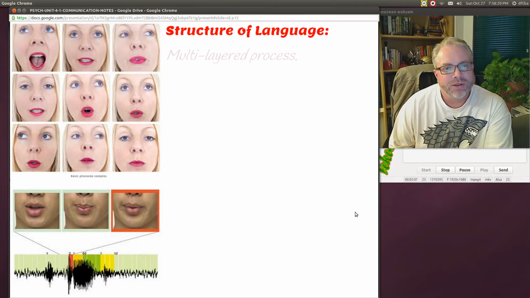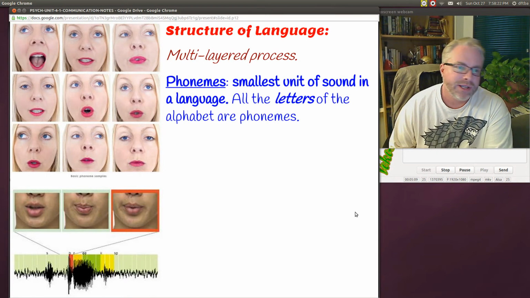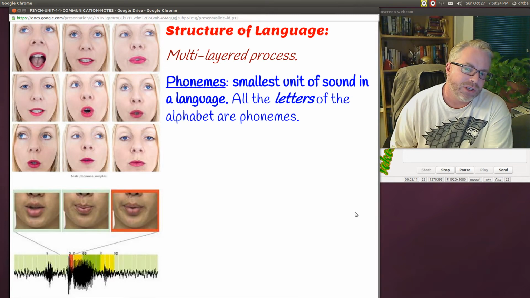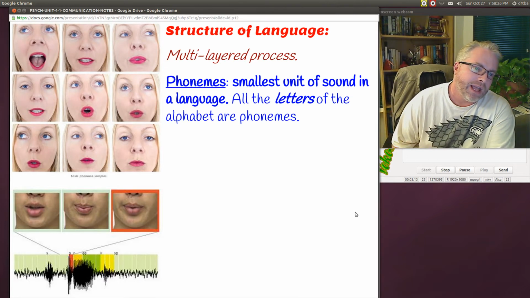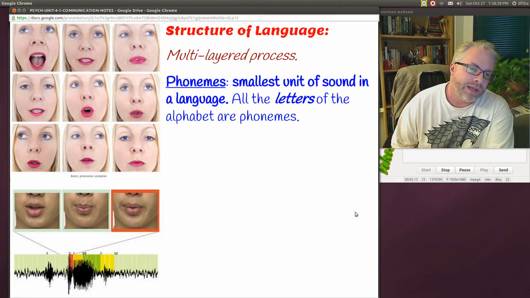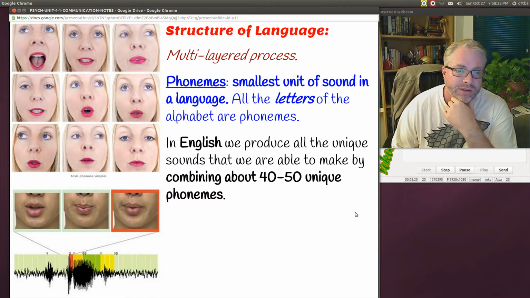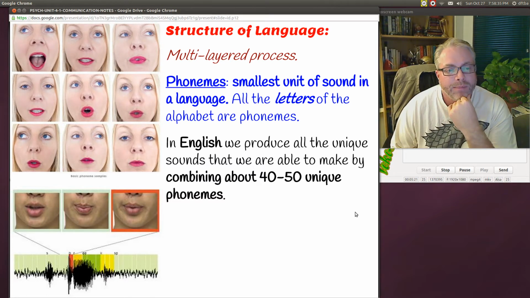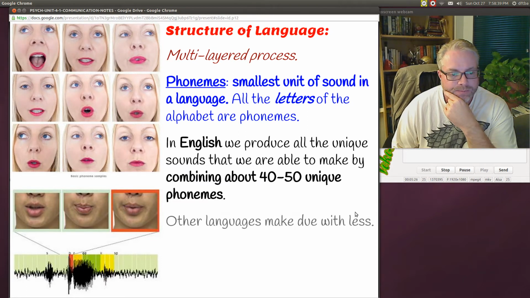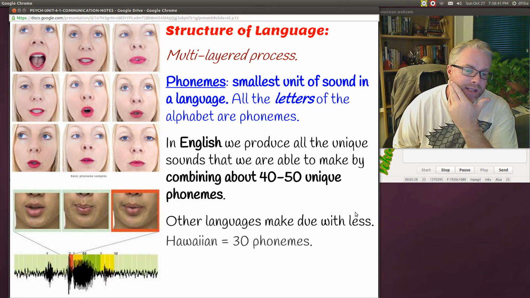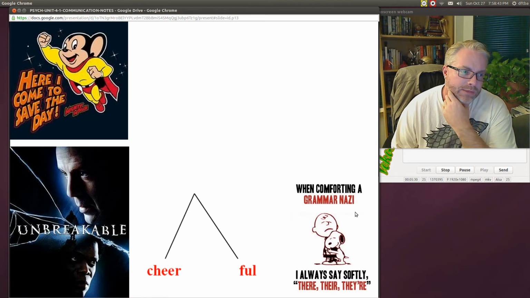So let's look at the structure of language. It's a multi-layered process. We've got phonemes, which are the smallest units in language, and all the letters of the alphabet are phonemes. In English, we produce all of the unique sounds that we're able to make by combining about 40 to 50 unique phonemes together. In other languages, they make do with less, like in Hawaiian, they only have 30 phonemes.